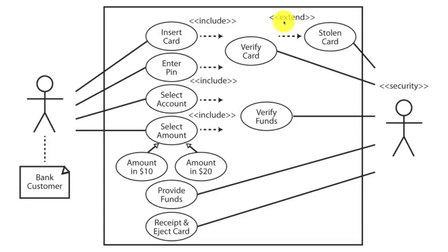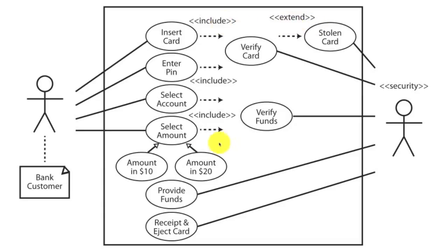Extend, on the other hand, is used whenever a use case is optional. So here, let's say that we try to verify the card and we decide it is not a good card. We can here decide to extend and mark this as a stolen card and either eat it, destroy it, or whatever. However, we are not required to do that. So that's what extend is. It's extended functionality. However, it is not needed. Hence, that's the reason why it says extend instead of include.